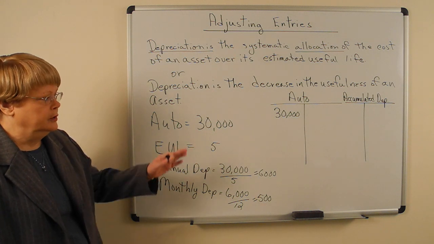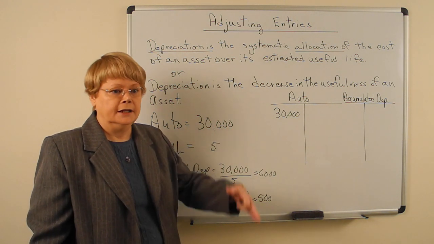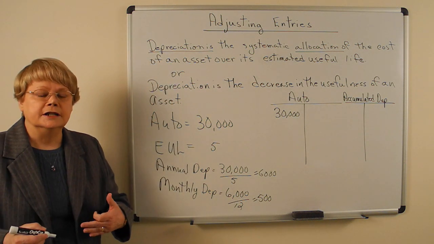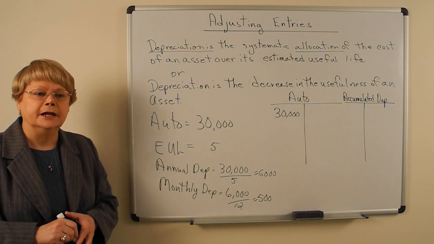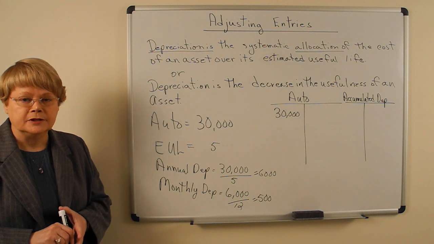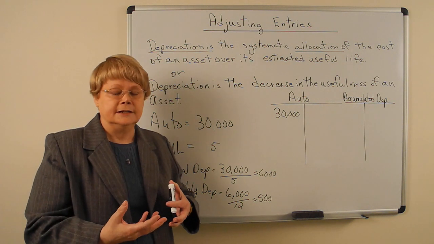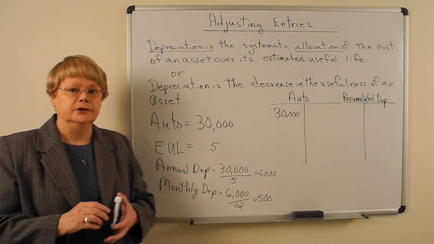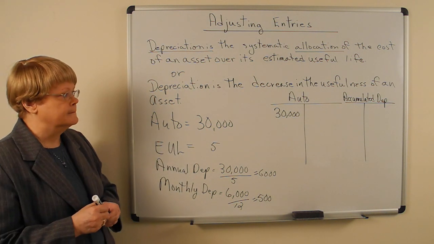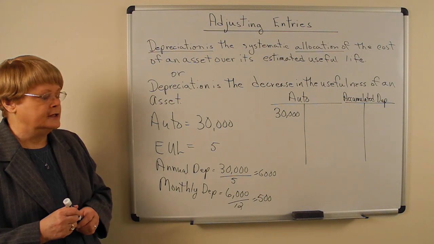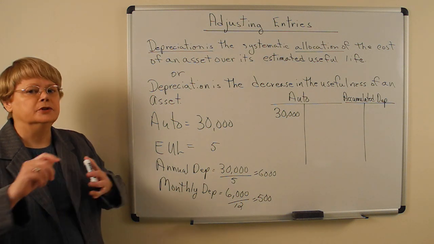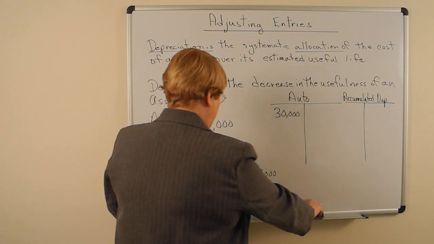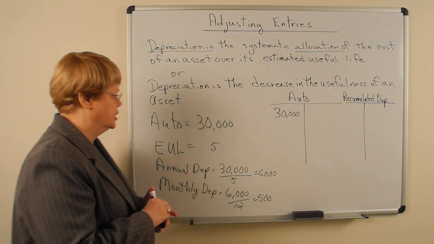Okay, what we're going to do is take that $30,000 and allocate it over the life of the asset. So really this adjusting entry is a type of prepaid expense, just like supplies. Remember supplies? We decided how much we'd used, and we took it out of the asset and put it into an expense account. Okay? So that's what we're going to do here, except we're going to do it just a little different. We're not going to actually use the auto. We're going to use the accumulated depreciation now.